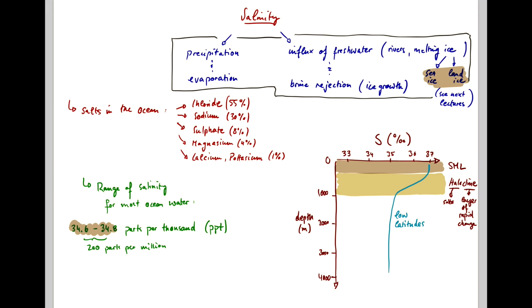Now, in high latitudes, you have sometimes the opposite effect, where you have a lot of precipitation and it's much cooler, so you don't evaporate as much. You have this inverted profile where you have low salinity and then it increases in the halocline and then converges to the same salinities at depth.